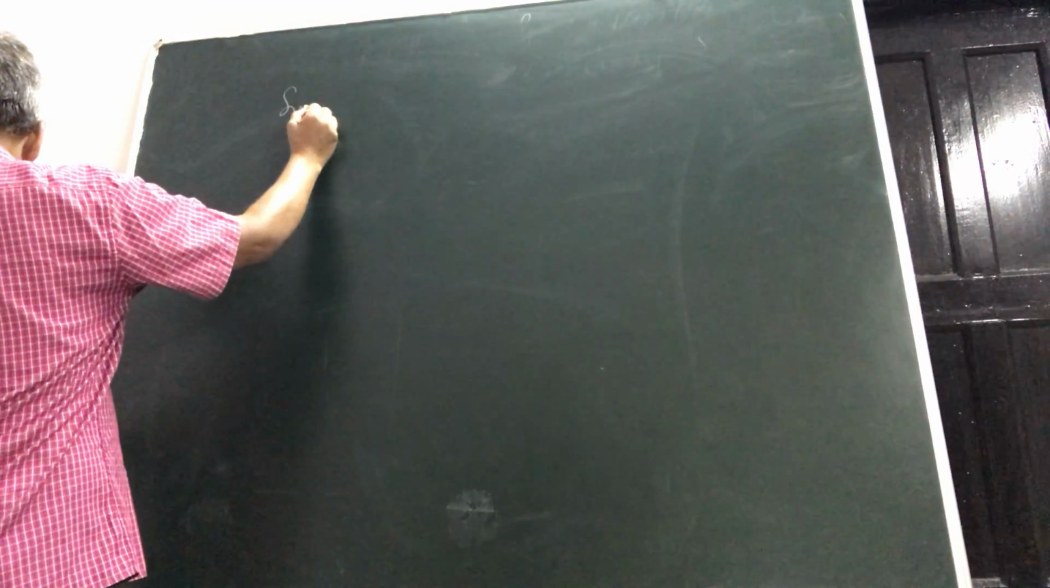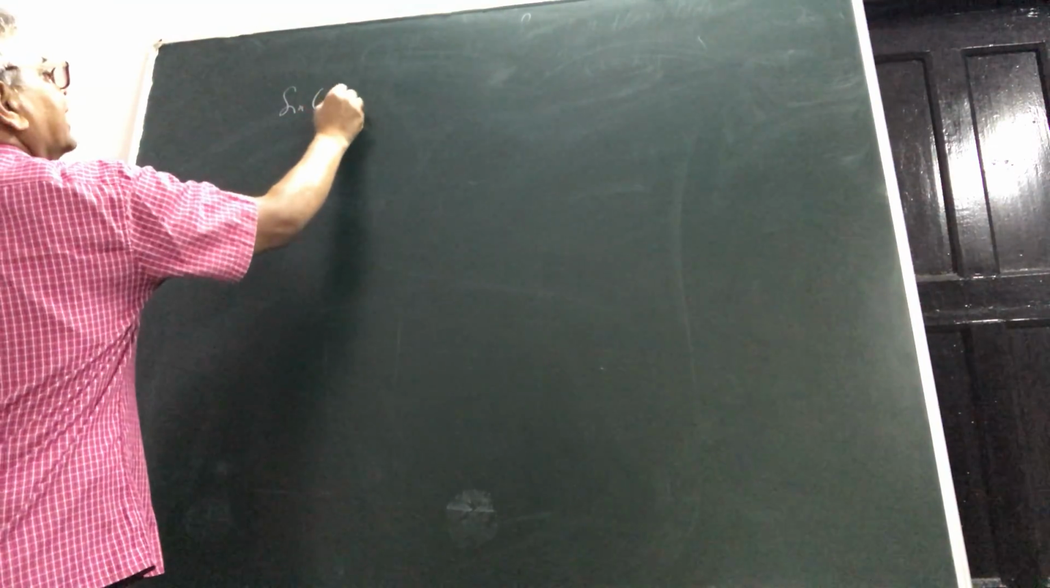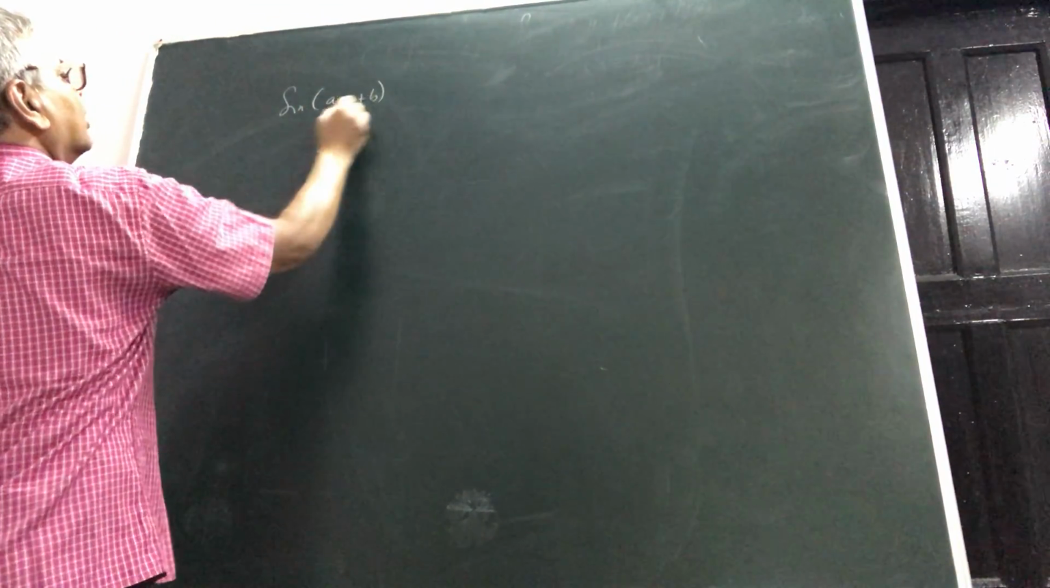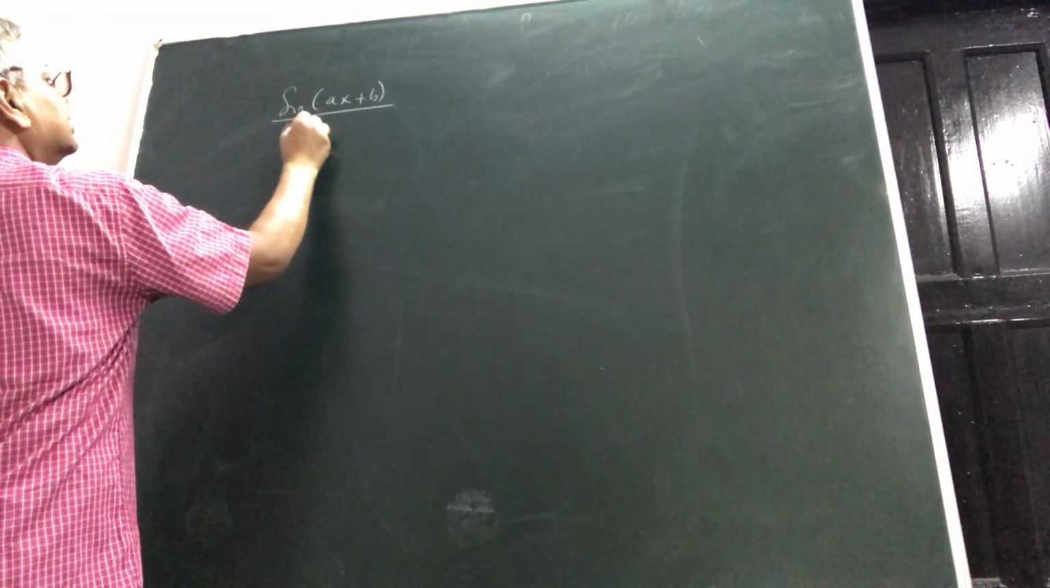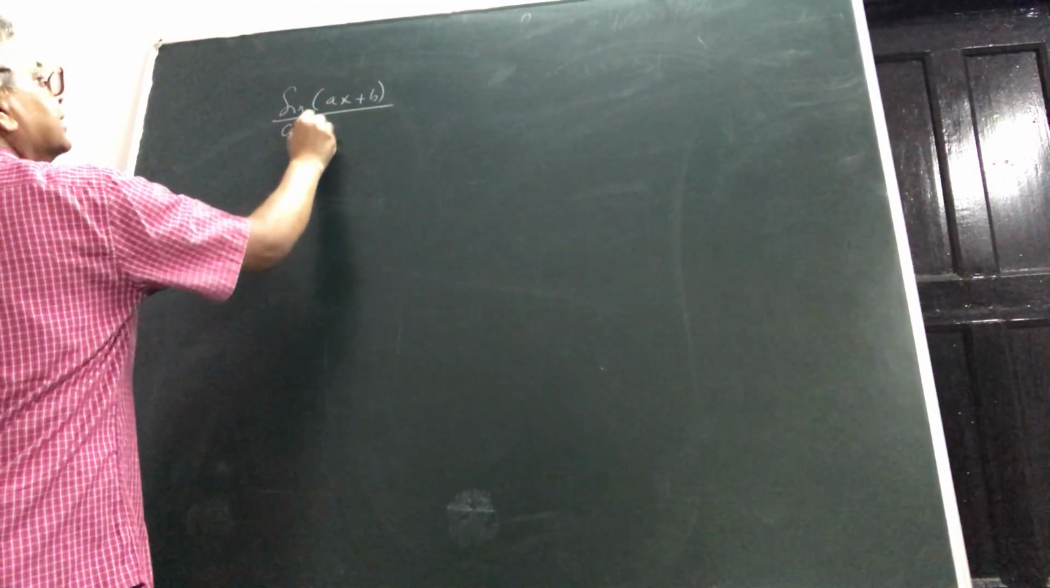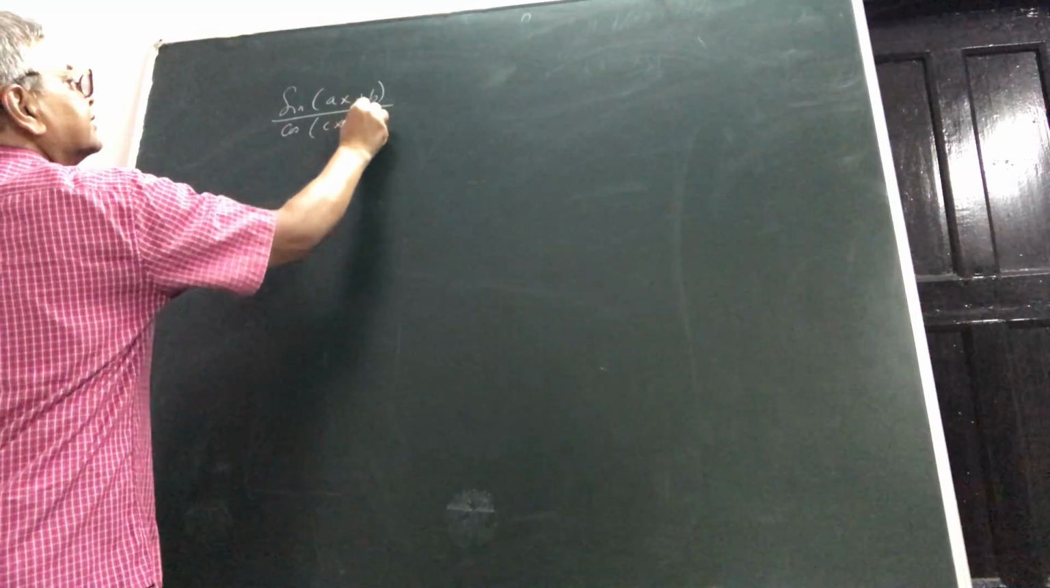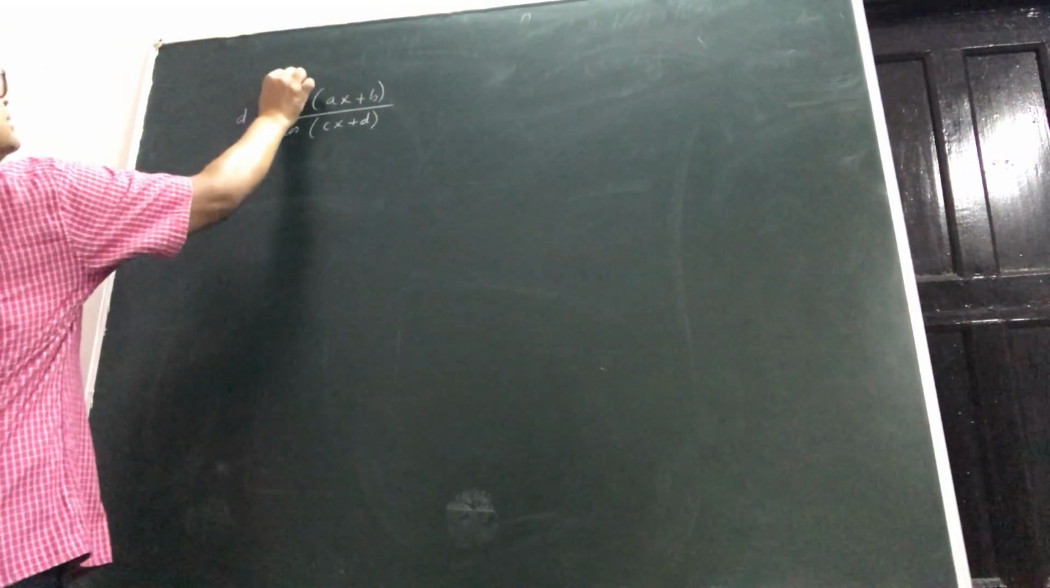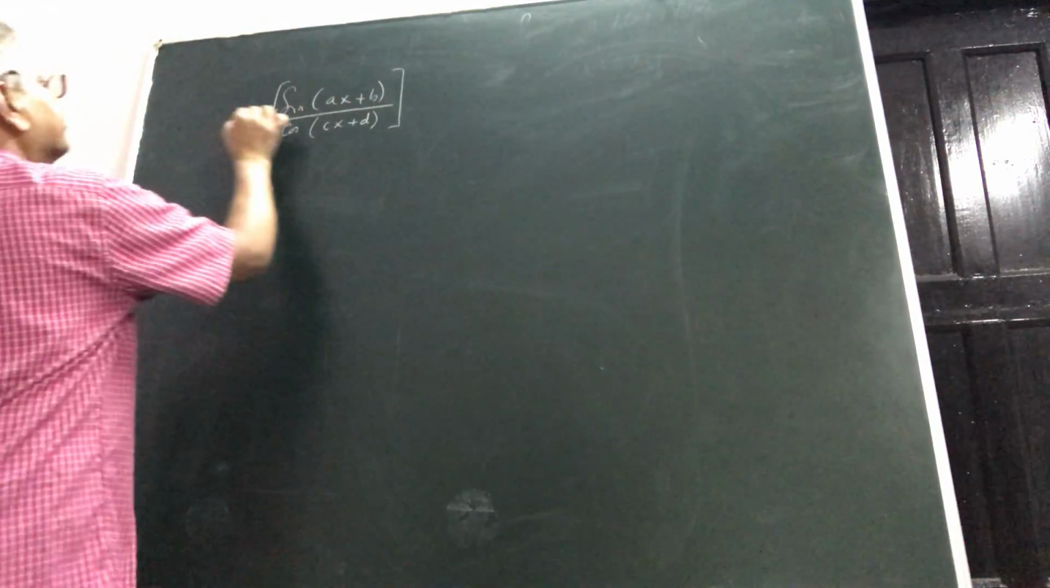Much more complicated. Now question number 5. It is sin ax plus b upon cos cx plus d. Okay. Its derivative you have to determine. This is your function.